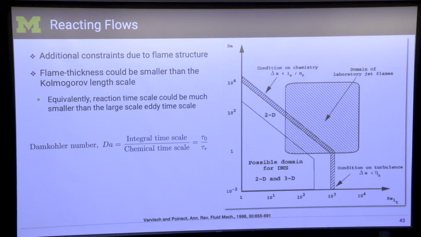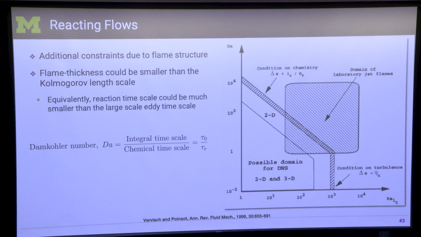And this is a very old one. And I put this here because nothing really has changed. It's really roughly the same. So on the x-axis is Reynolds number. And so as things get faster, you can simulate higher and higher Reynolds number. On the y-axis is Damkohler number. So how fast is your chemical reaction compared to your integral timescale? So that's Damkohler number. Okay? And so if reactions are faster and faster, the Damkohler number will become bigger and bigger.